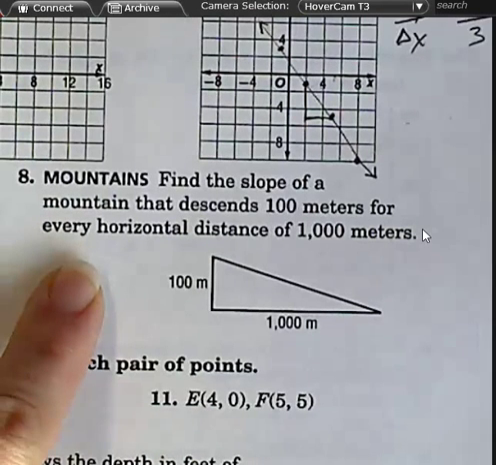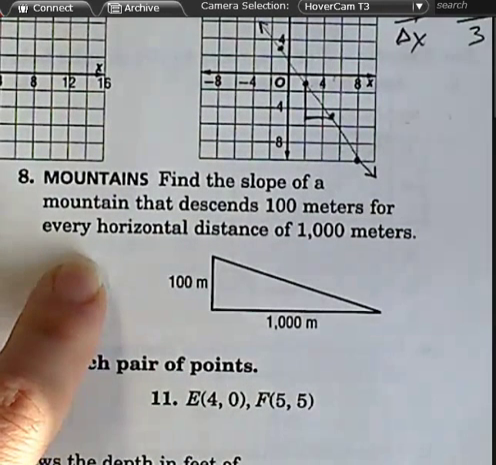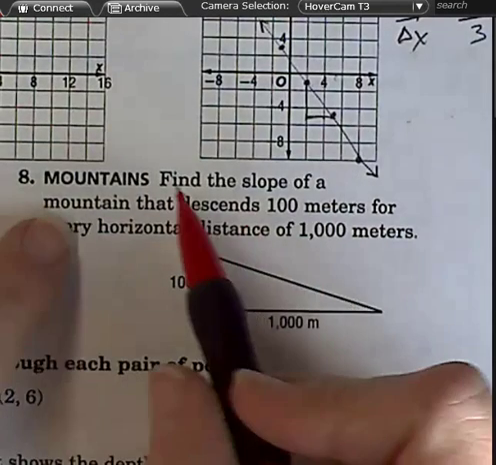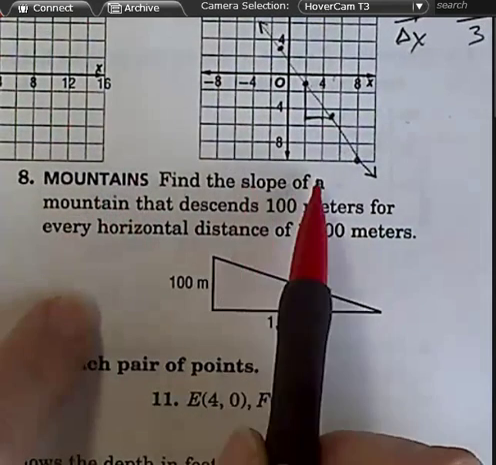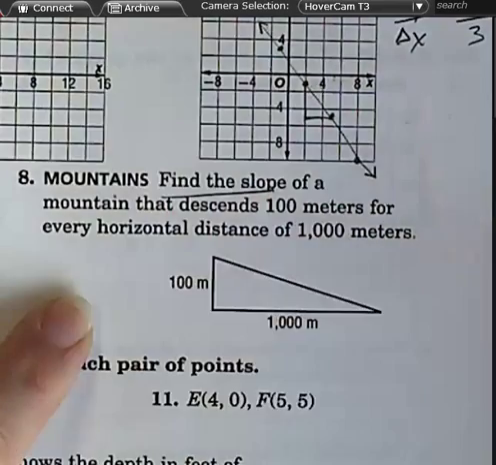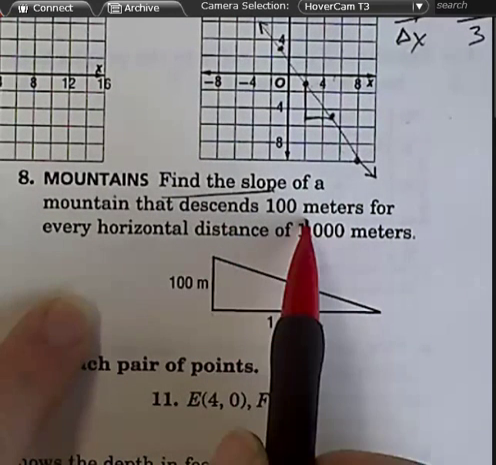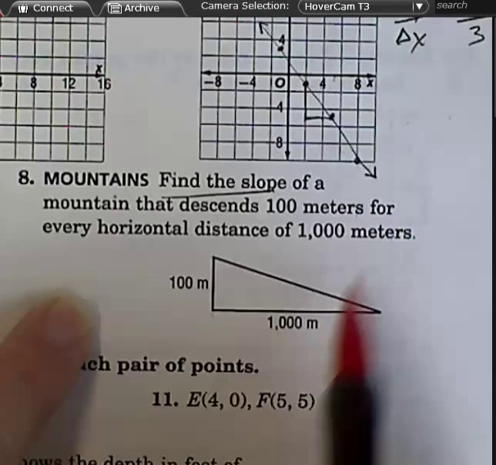Number 8 is a story problem, and so labels are required. I will tell you that most of the things in this chapter are story problems because most of life is a story problem. Labels matter, okay? If I have a mountain, we have to find the slope, underline find the slope, that's the verb, of a mountain that descends, that means go down, 100 meters for every horizontal distance of 1,000 meters.